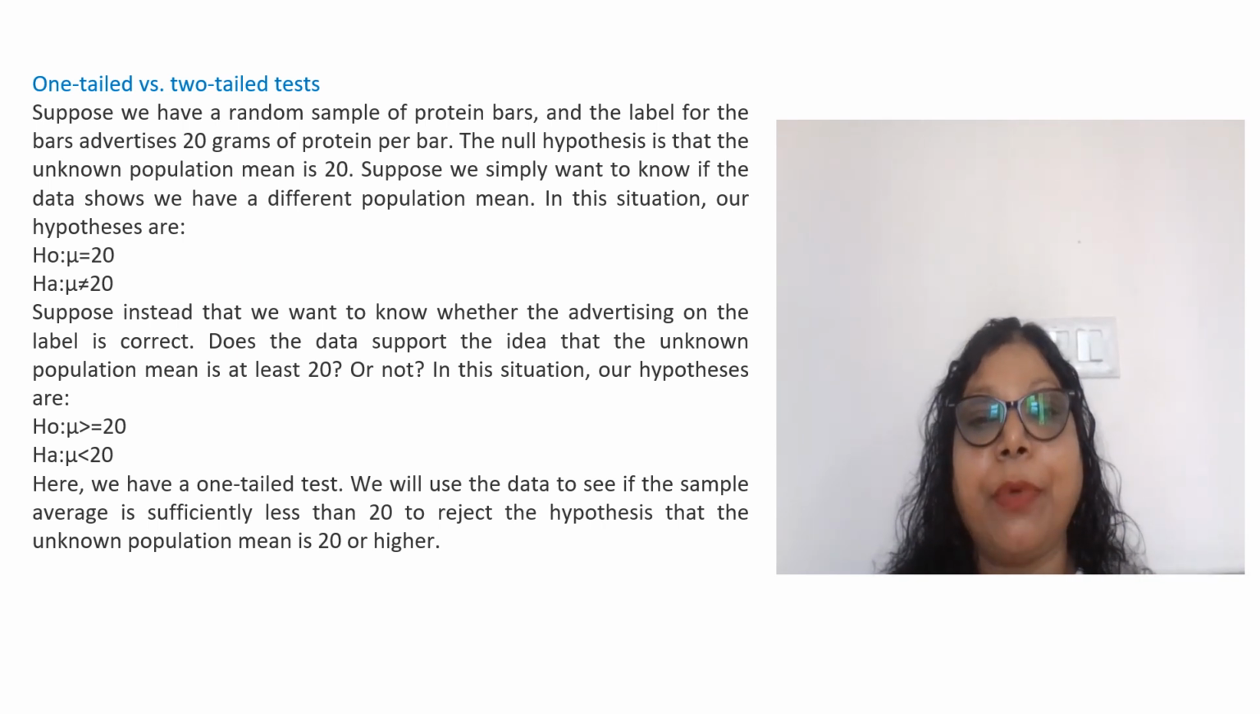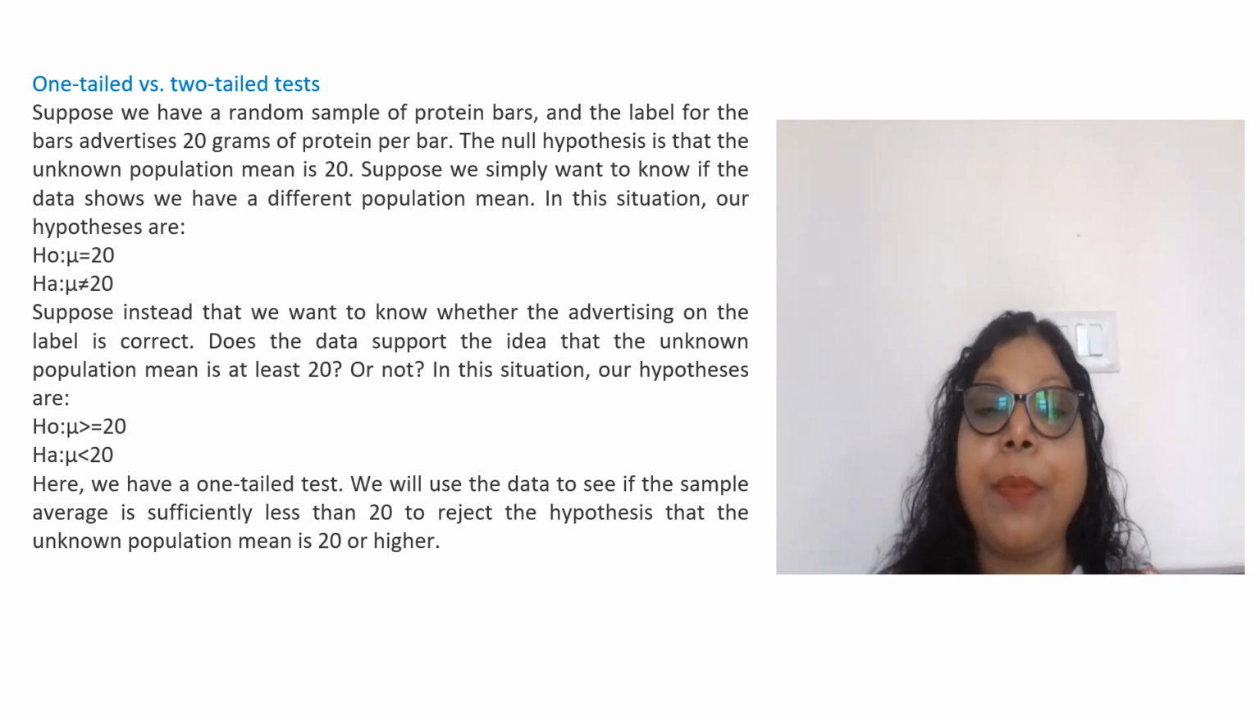Suppose we have a random sample of protein bars and the label for the bars advertises 20 grams of protein per bar. Now, the null hypothesis is that the unknown population mean is 20. Suppose we simply want to know if the data shows we have a different population mean. So, in this situation, our hypotheses are that the null hypothesis says mu is equal to 20, and the alternate hypothesis says that the mean is not equal to 20. So, here we have a two-tailed test.